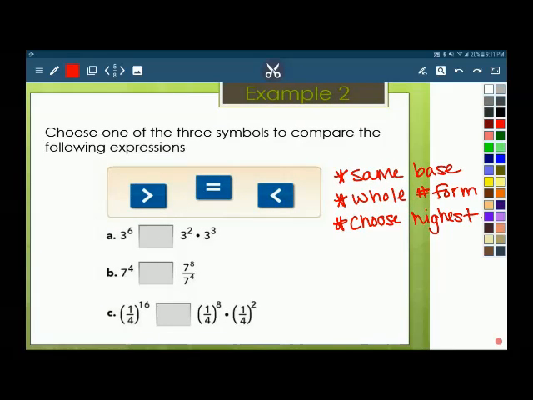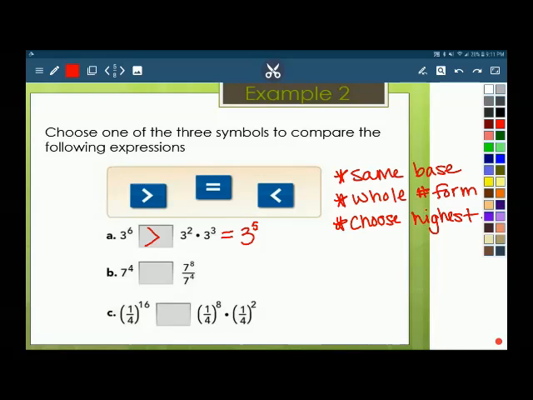Okay, so let's do the first one. The left side is already pretty simplified, 3 to the 6th power. But we can actually make the right side simpler for these 2 bases to combine together into just one base of 3. And when we multiply 2 of the same base, we're supposed to add the exponent. So 2 plus 3 is 5. So they have the same base of 3, but one has an exponent of 6 and one has an exponent of 5. Whichever one has the larger exponent is the larger number. So this is a greater than. 3 to the 6th power is greater than 3 to the 5th power.